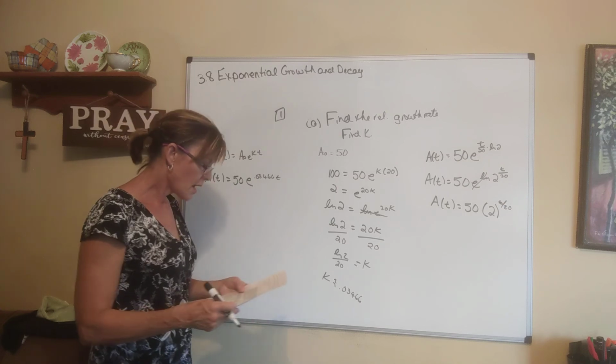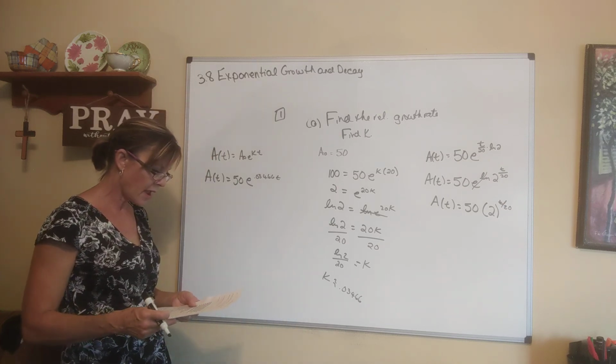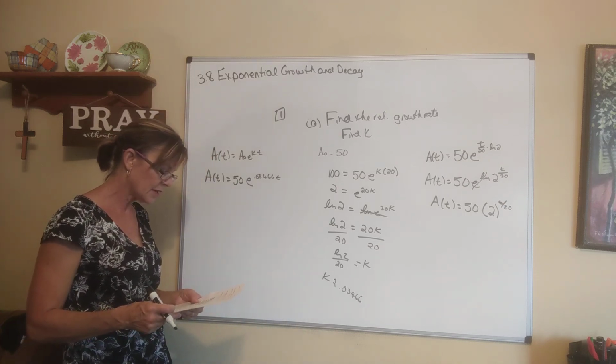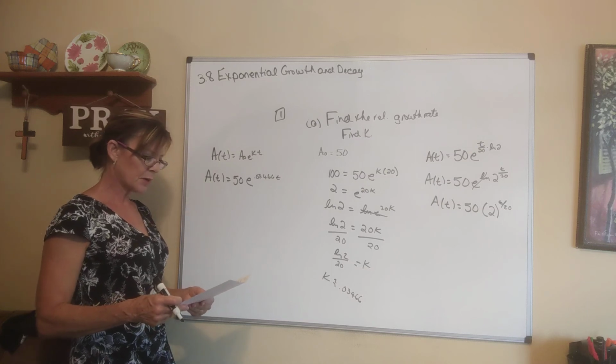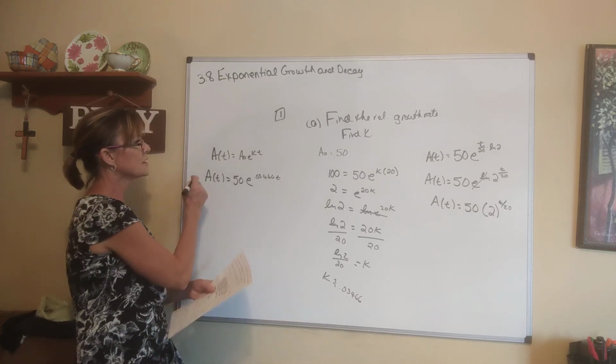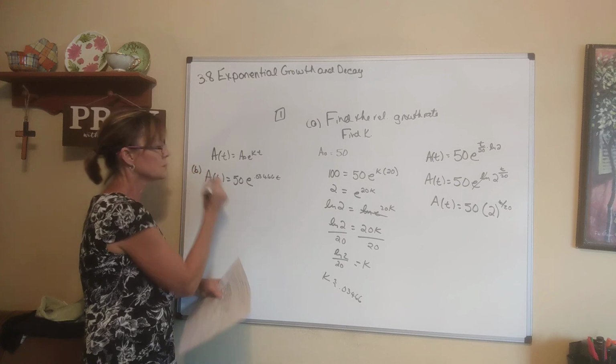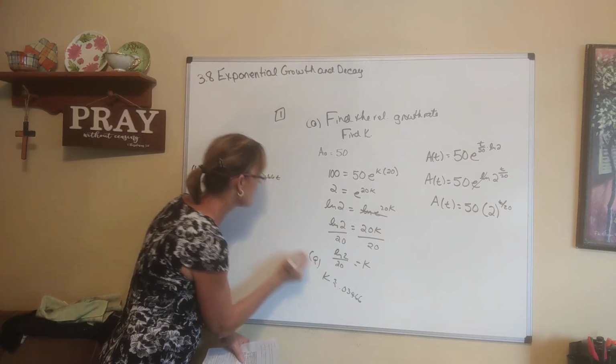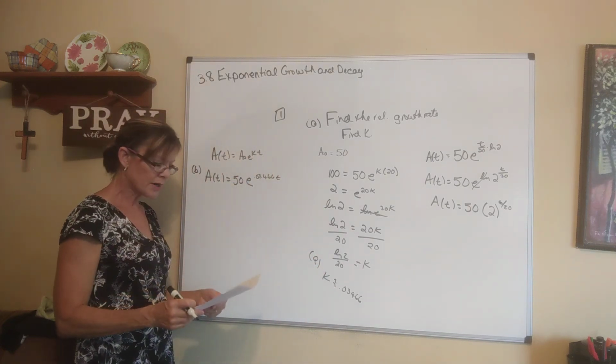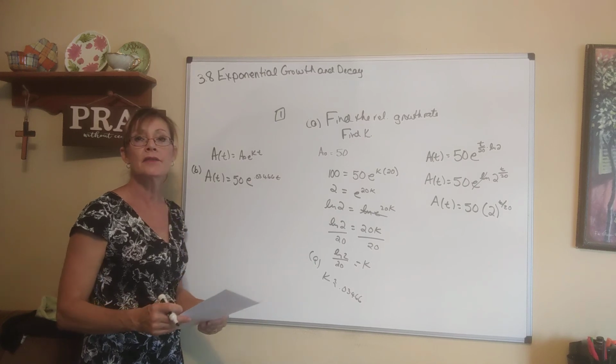Okay, so now, that was part A, find k. Part B says, find an expression for the number of cells after t hours. This is part B. This is part A. What is k? What is B? Part C says, find the number of cells after 6 hours.